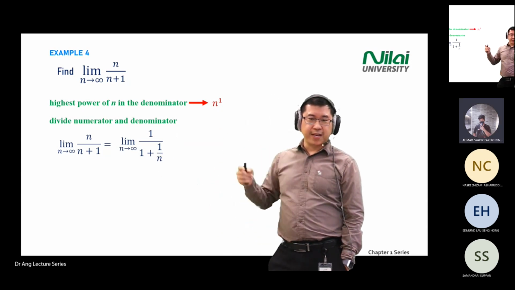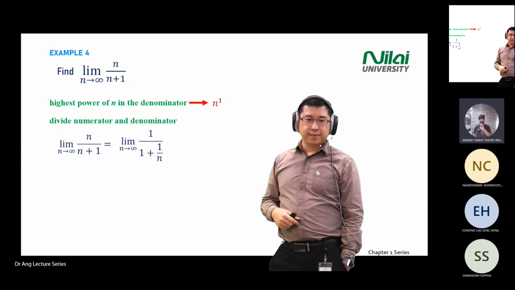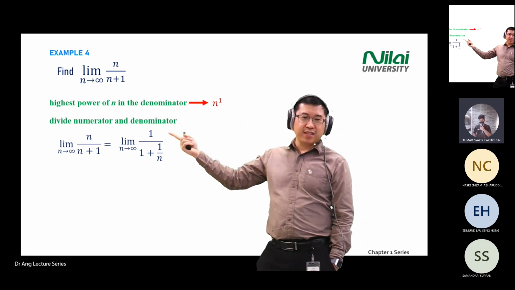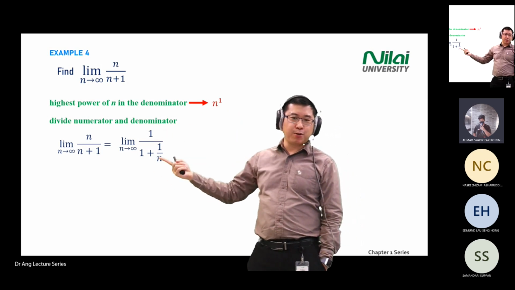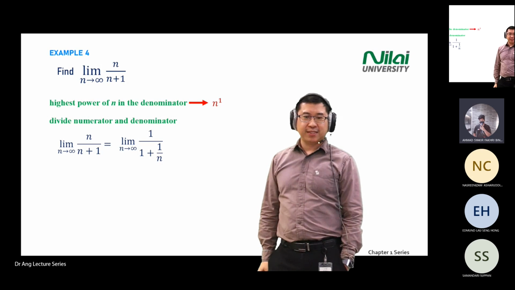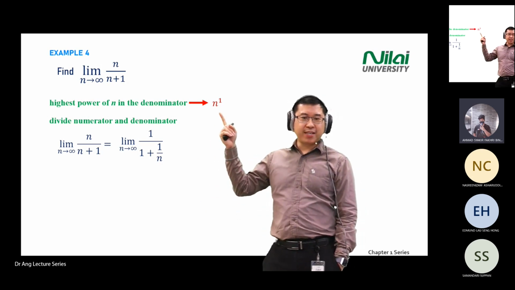So in case the n has a power, like n power 2, the whole set on the top and bottom is also divided by n power 2. So first step, easy.